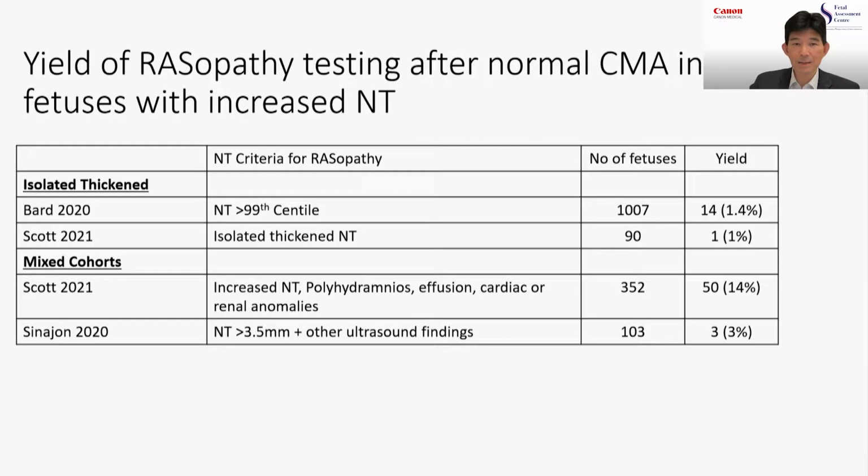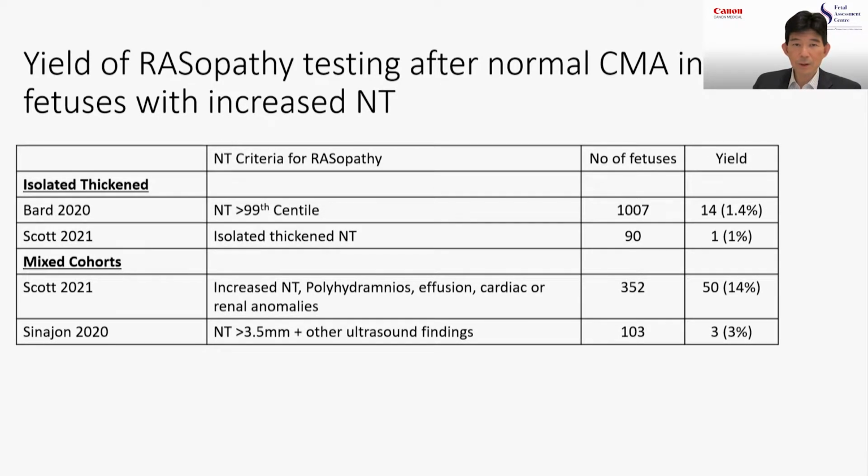Therefore, the question, of course, is asked, what's the yield of rasopathy testing after you've done your CMA, you've done your PCR, you've got a normal result, and you started off with a fetus with an increased nuchal thickness? Well, the yield is actually quite low if it's an isolated thickened nuchal. If the nuchal is thickened and nothing else is found, the incremental yield is about 1%. However, if you see other ultrasound findings, in particular fluid in the different body cavities, or you find other ultrasound abnormalities, the yield goes up tremendously, up to 3% in this paper and up to 14% in a paper by Scott and colleagues.